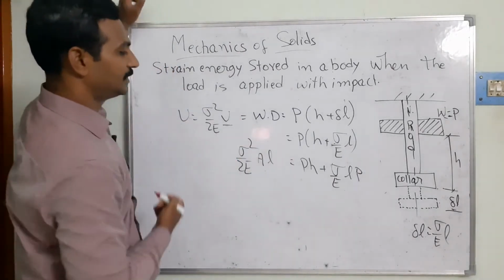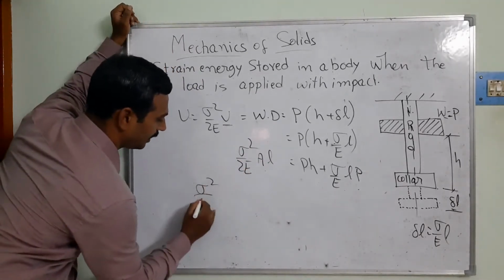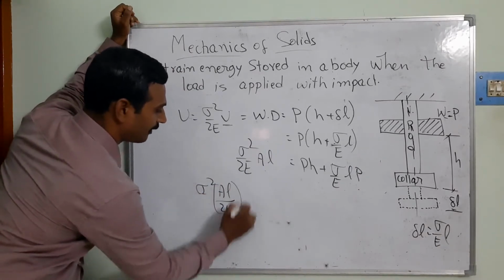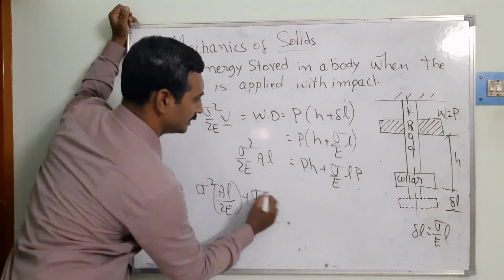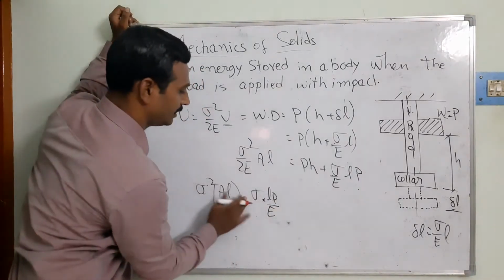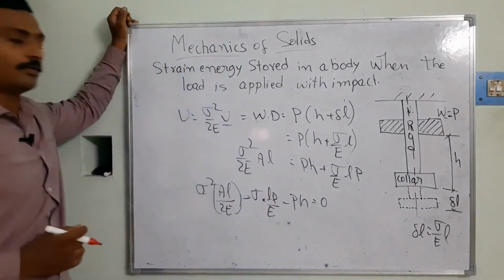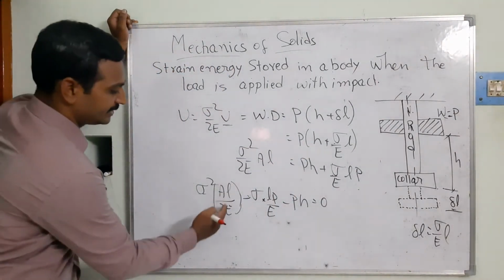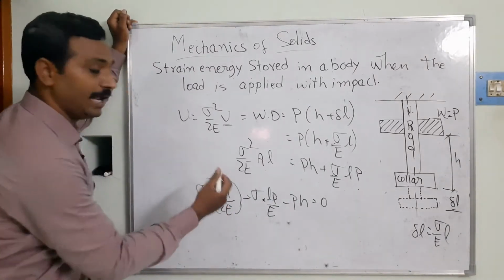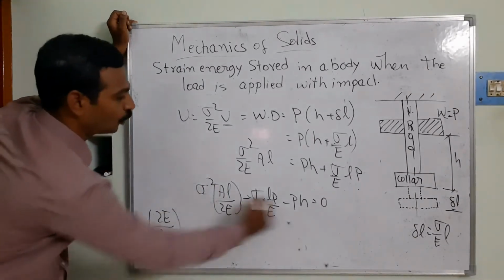And for further simplification of this equation, I am going to take this term to the right side. So that is equal to sigma square AL by 2E, plus sigma into LP by E, minus PH is equal to 0, right? Now I am going to take this term towards the right side. That means I am going to multiply by 2E divided by AL. So I am going to multiply the total equation by 2E by AL.